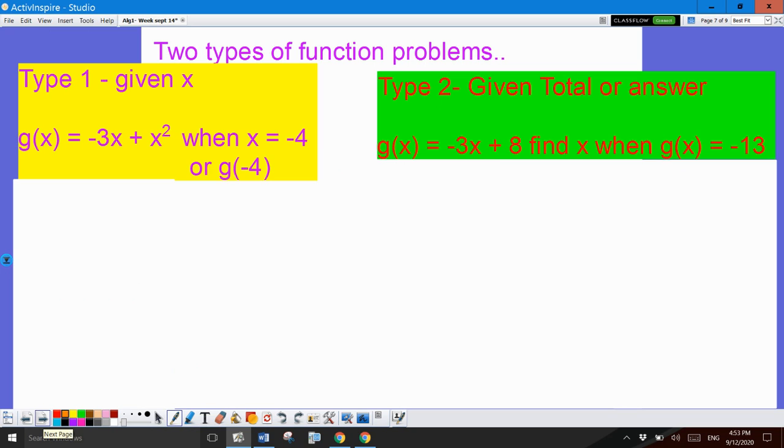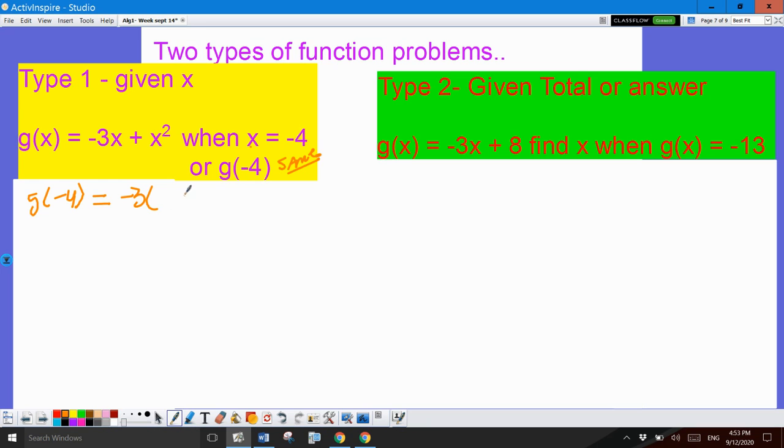All right, now let's go ahead and hit the type 2 of solving functions. So we did type 1. So let's do another one of those real quick. So we have g of x equals negative 3x plus x squared when x equals negative 4, or g of negative 4. So remember, these are the same. Okay, it's just different notation asking you to do the same thing.